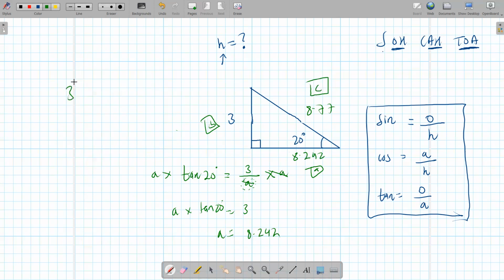So we have 3 squared plus, again, we're trying to see if this is right using Pythagoras theorem. B squared plus A squared equals C squared, right? How do you solve this for A? You subtract. Yeah, you subtract whatever that is, 9, from both sides, and then you can square root this. Why don't you try doing this? Square root of 8.77 squared minus 9.